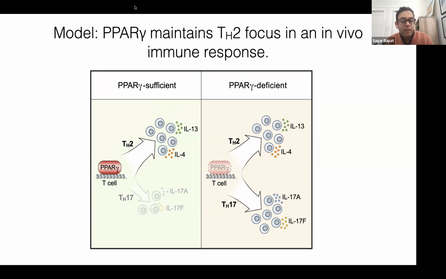You'll get a PPAR gamma, you'll get a Th2 focused immune response in a disease that classically elicits a Th2 immune response. But in a PPAR gamma deficient setting, you may end up getting an unfocused immune response. In this case, we show Th17, but our data also suggests some Th1 immune responses as well.